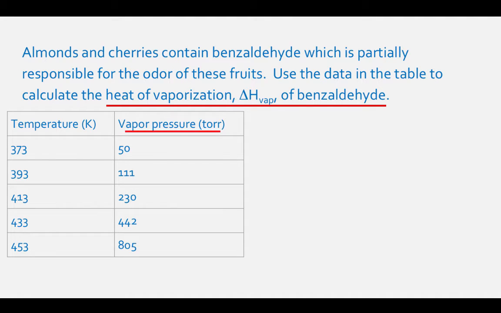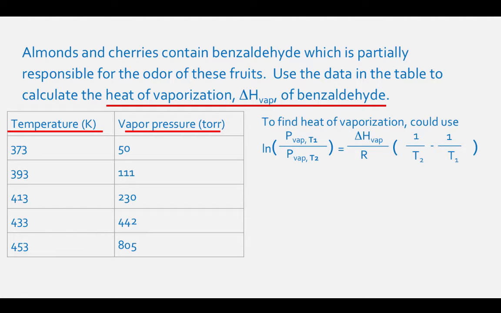They give you a table of vapor pressures in torr and the temperatures in Kelvin, which is the vapor pressure of the liquid at various temperatures. To find the heat of vaporization, we could plug two different vapor pressures and two different temperatures into the equation relating two different vapor pressures and temperatures. But this will only take into account two different vapor pressures.